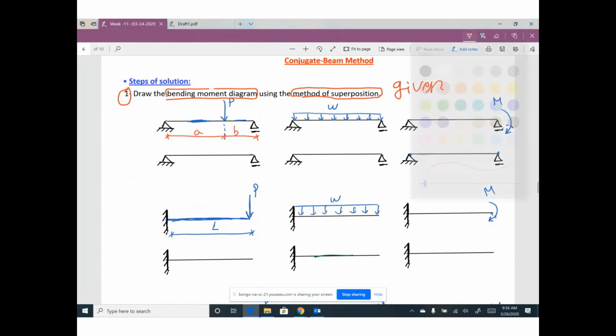If you have a beam with a concentrated load, your bending moment diagram will be a triangle.